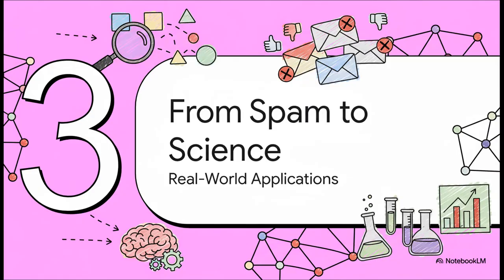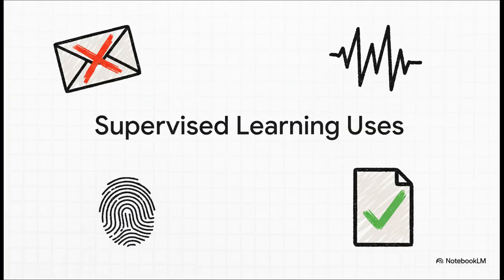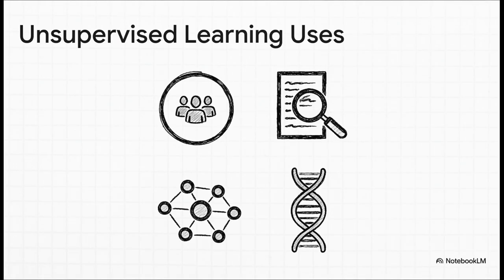So this is all really cool, but where do these powerful ideas actually show up in our day-to-day lives? Let's connect all this back to the real world because it's everywhere. Supervised learning is all around us, anytime there's a task with a clear right or wrong answer. That spam filter we keep talking about? Classic example. But so is the speech recognition on your phone that turns your voice into text, or a fingerprint scanner. In all of these cases, the machine was trained on tons of labeled data, so it could learn to predict a known outcome. Unsupervised learning, though, that's where the real discovery happens.